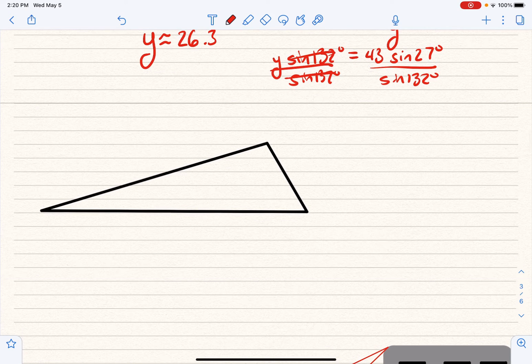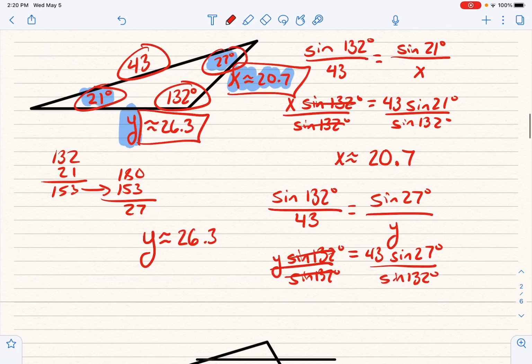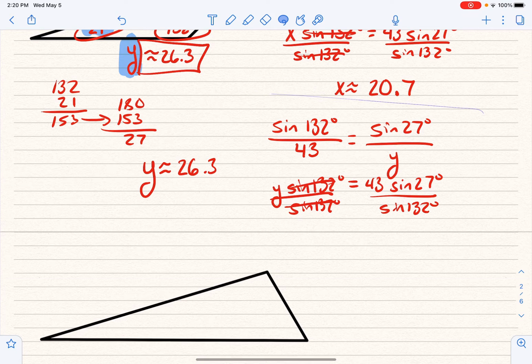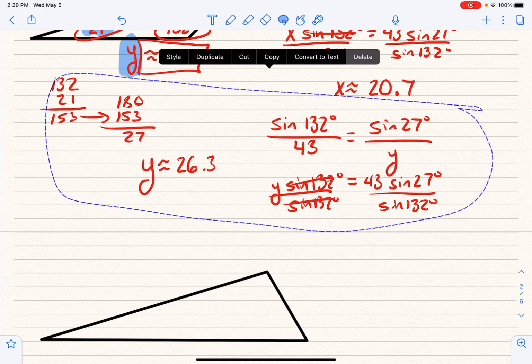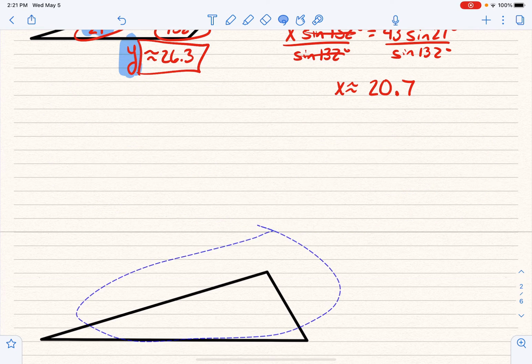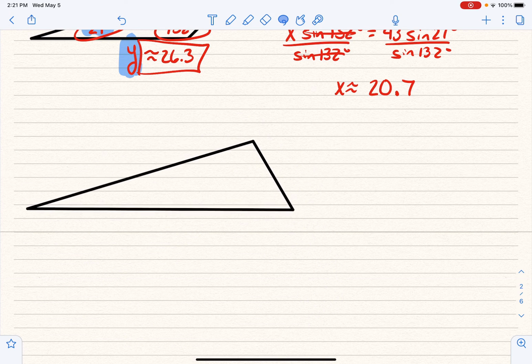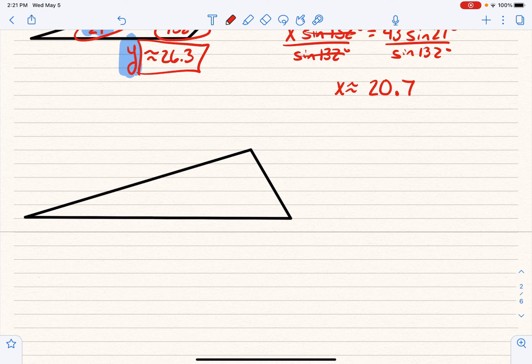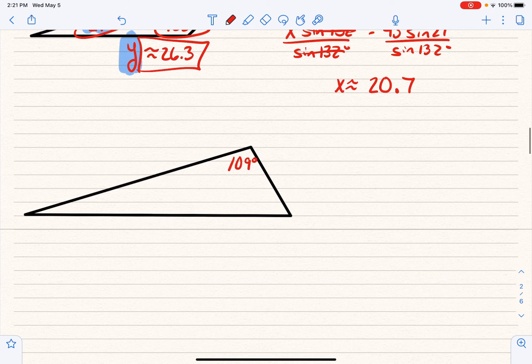So I'm going to give you some numbers on this one. Since we finished this, I'm going to clear some room here. Let's move that up. Okay, so for this one, this angle right here is 109 degrees. This angle down here is about 27 degrees. I'm going to say that this is x, this is y. Go ahead and figure out what x and y are using law of sines.